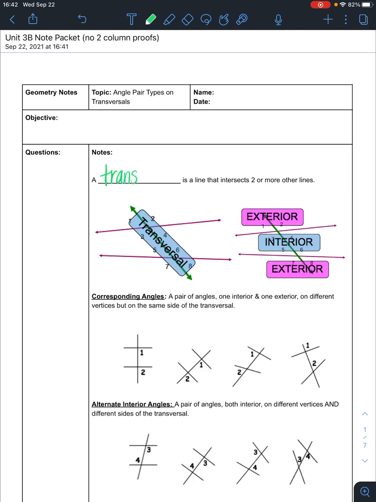Trans means to go across. Transversal. So a transversal is a line that intersects two or more other lines. Not at any particular angle, it just intersects with two or more lines. So you can have 2, 3, 4, 5, 10, however many, a transversal can cut across that many lines. Well, what happens when the transversal cuts across is it creates these angles.